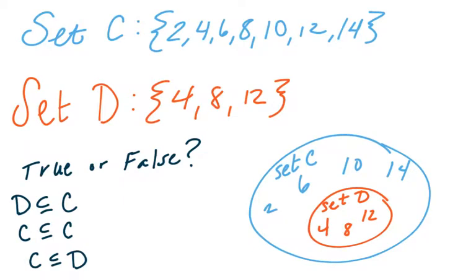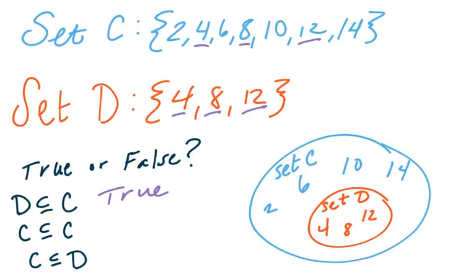If subsets have to have every element in the other set to be a subset, is it true that D is a subset of C? Is every element in D, 4, 8, and 12, in set C, 4, 8, and 12? So this is true. D is a subset of C.